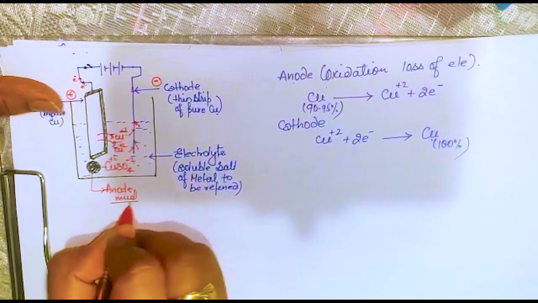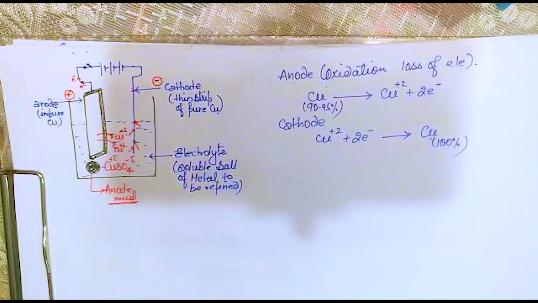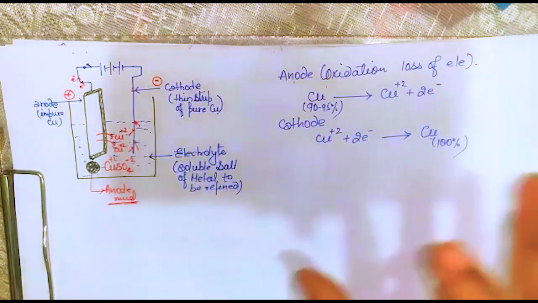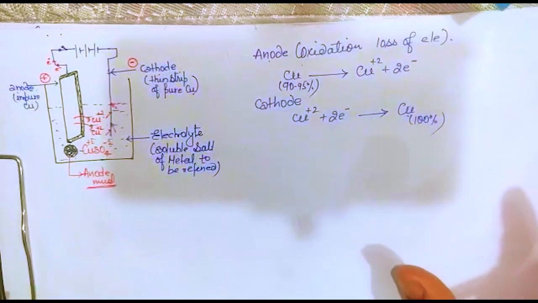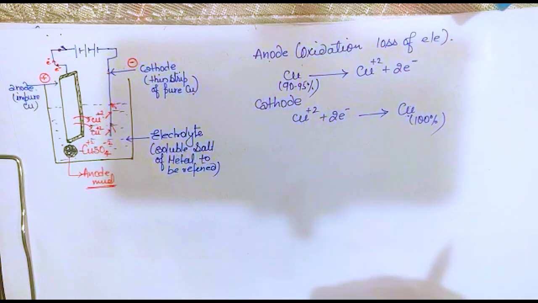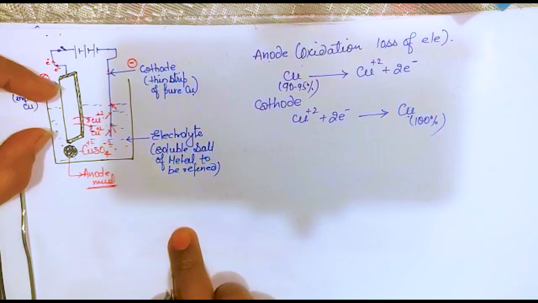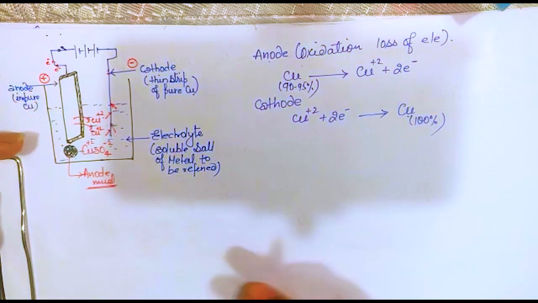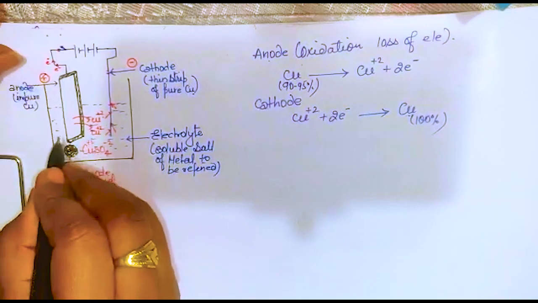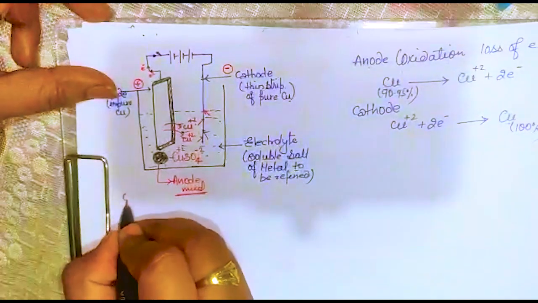Got it? There is a basic rule of this electric refining that we have to know: the less reactive impurities will start settling down below the anode. That means the more reactive element out of these will deplete. Suppose that in this copper, I have taken this impure copper.